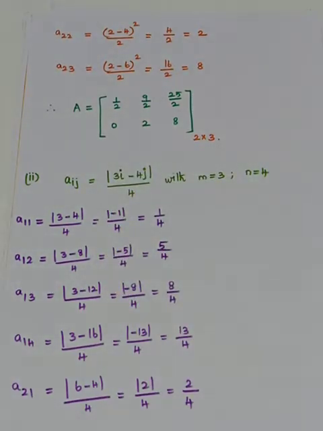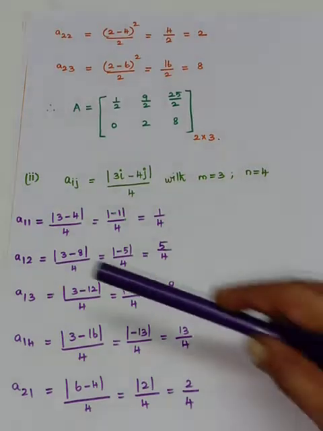Okay, so we'll come to the second subdivision. a_ij is equal to modulus of (3i minus 4j) divided by 4, with m is equal to 3 and n is equal to 4. What is m? Number of rows. So 3 rows and how many columns? 4 columns. So you are going to construct a matrix A of order 3 by 4.